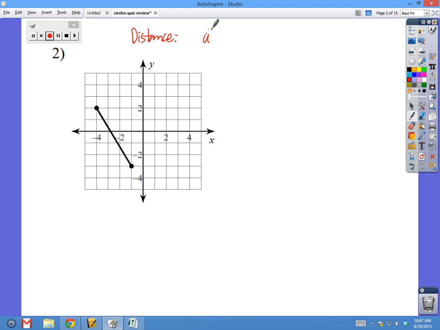It's really triangles, right? 90-degree triangles. a squared plus b squared is c squared. So your distance formula is this: x minus x squared plus y minus y squared equals c squared. That is your distance formula.